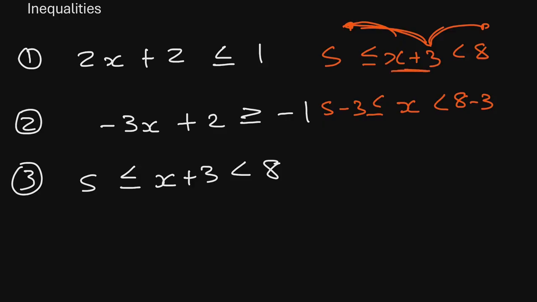So what we will have at the end is just going to be 5 minus 3, that is 2, less or equals to x. And then 8 minus 3, that is going to be 5. So that is what we have as our inequality.